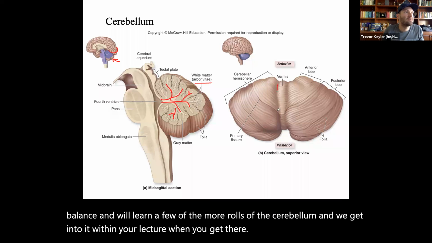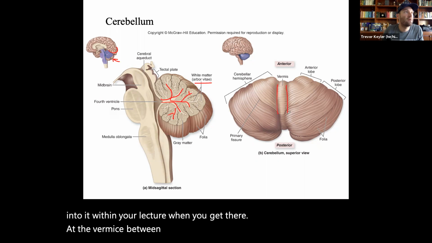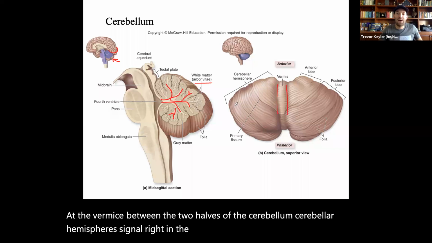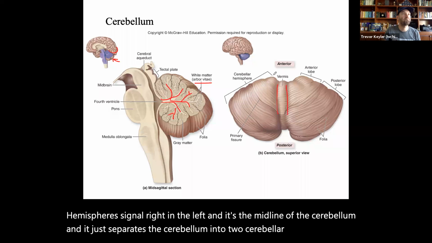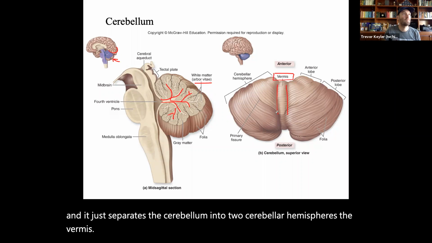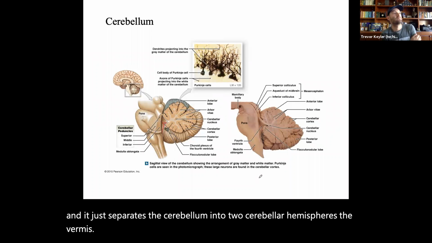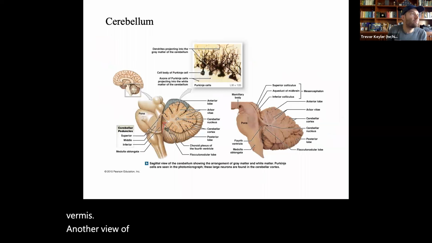The vermis is between the two halves of the cerebellar hemispheres, the right and the left. It's the midline of the cerebellum, and it just separates the cerebellum into two cerebellar hemispheres, the vermis. Another view of the cerebellum, there's that pronounced tree of life there.